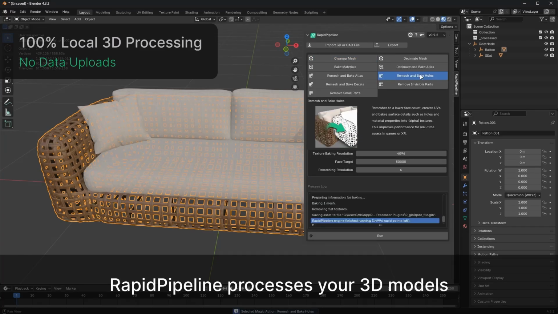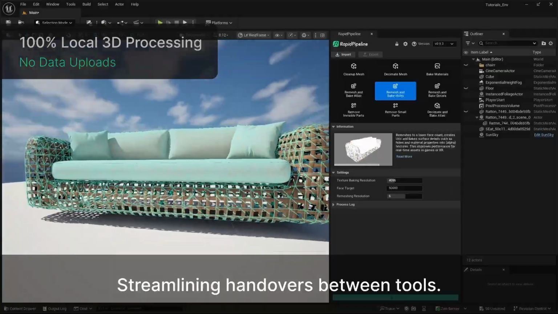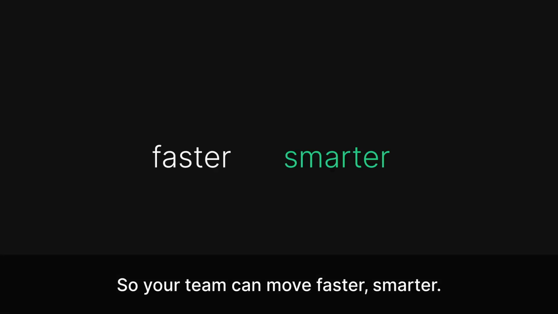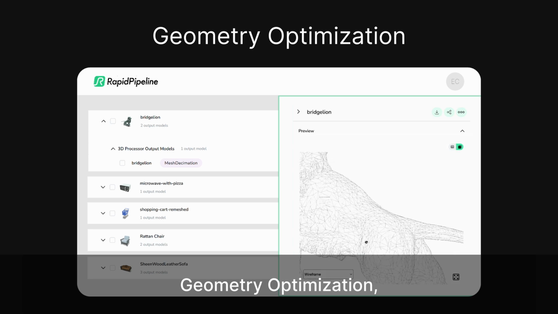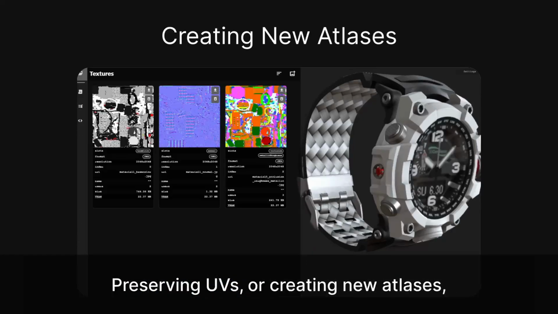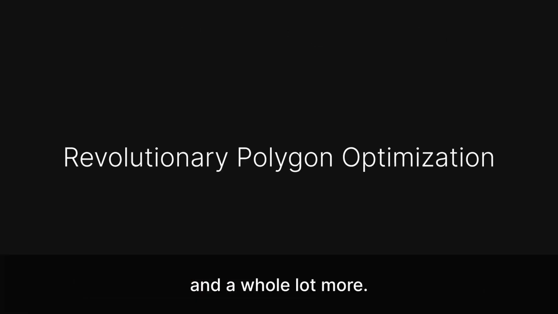RapidPipeline processes your 3D models to standardize workflows, streamlining handovers between tools so your team can move faster, smarter. It can handle everything from geometry optimization, preserving UVs or creating new atlases, material baking optimization, and a whole lot more.